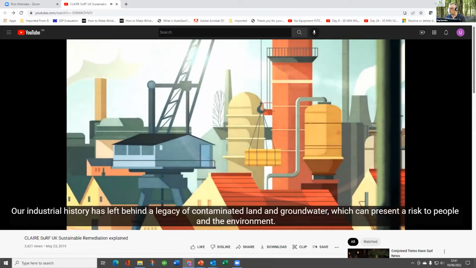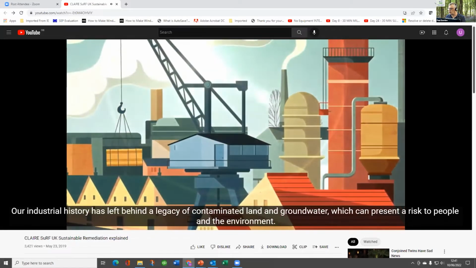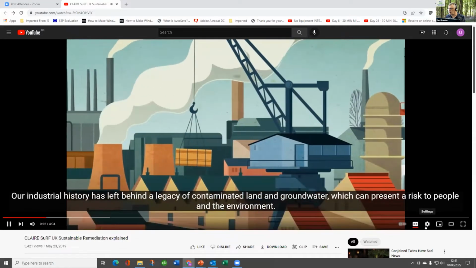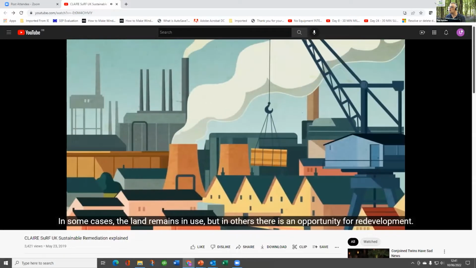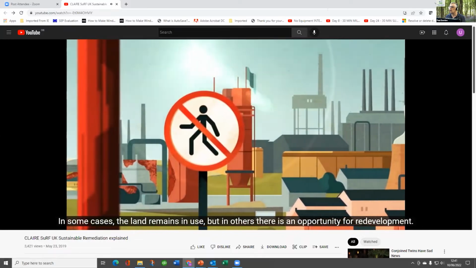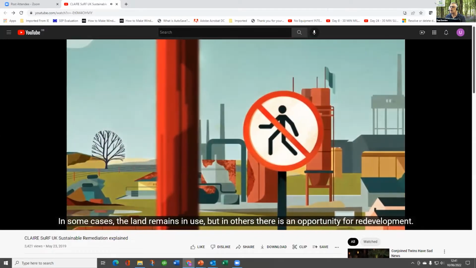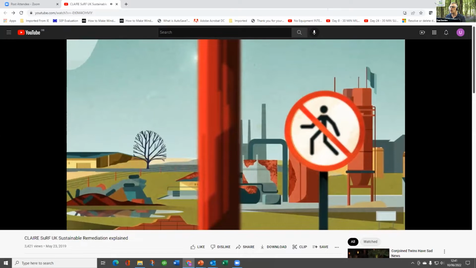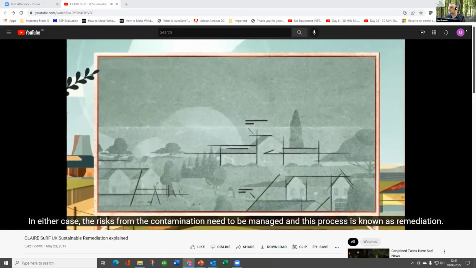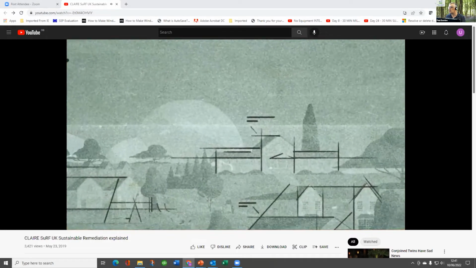Our industrial history has left behind a legacy of contaminated land and groundwater, which can present a risk to people and the environment. In some cases, the land remains in use, but in others, there is an opportunity for redevelopment. In either case, the risks from the contamination need to be managed, and this process is known as remediation.